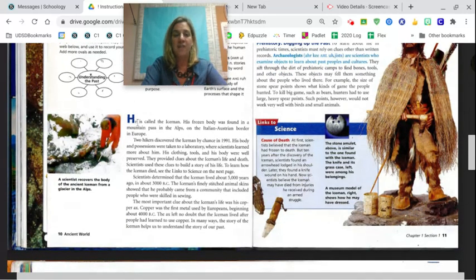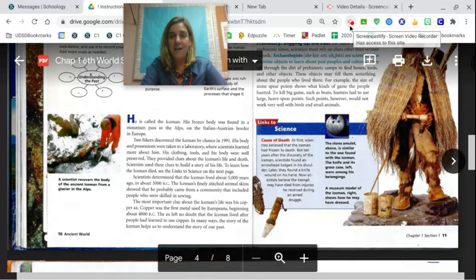Now it's time. And this big capital letter indicates it's an introduction and there's no heading. He is called the Iceman. His frozen body was found in a mountain pass in the Alps on the Italian-Austrian border in Europe. Oh, now I remember hearing about this frozen man, and I want to find out more information about it. You can also, if you have time, pop over to here and read some information about us discovering the cause of death. I hope this helped you. Go ahead and set that purpose question.